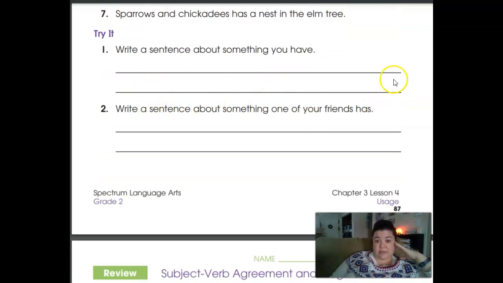And then these, you're going to write these out. Write a sentence about something you have. This is going to be your own sentence from your own brain using have or has. Write a sentence about something one of your friends or siblings or relatives has. So you're going to write a sentence from your own brain, and you're either going to use have or has.